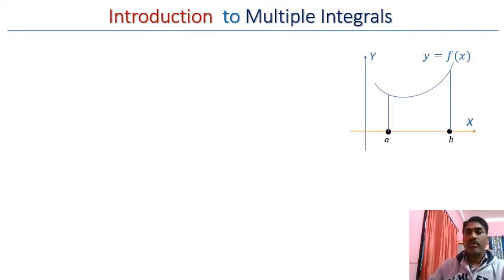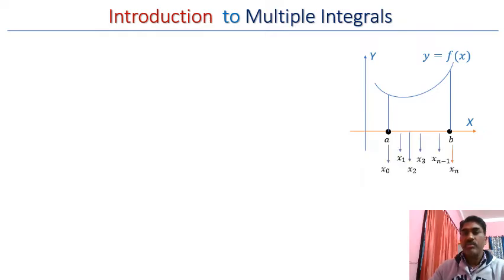Suppose you have to find the area below the curve y = f(x) and bounded by the lines x = a, x = b and the x-axis. This bounded area is usually described as the area below the curve y = f(x). So what do you do? I hope you have already studied these things, so I am describing them briefly.